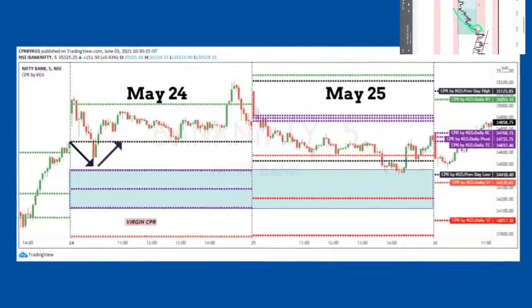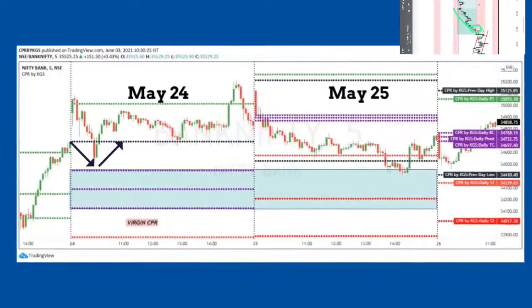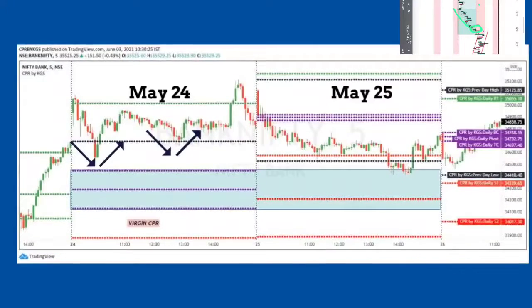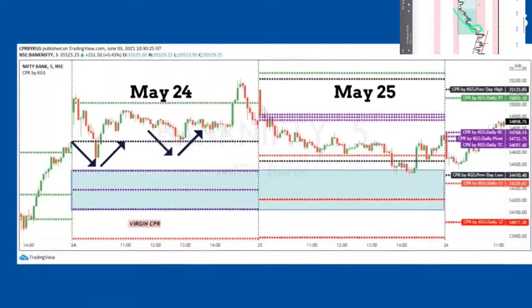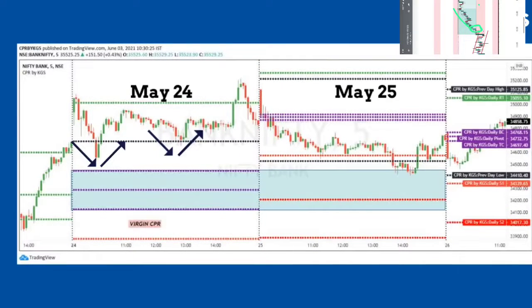See here, these 3 lines were not touched at all on May 24th, so this CPR is called a Virgin CPR. We have to extend this CPR line for the next day, on May 25th. Once the candles reached the Virgin CPR, it bounced back towards the upside.